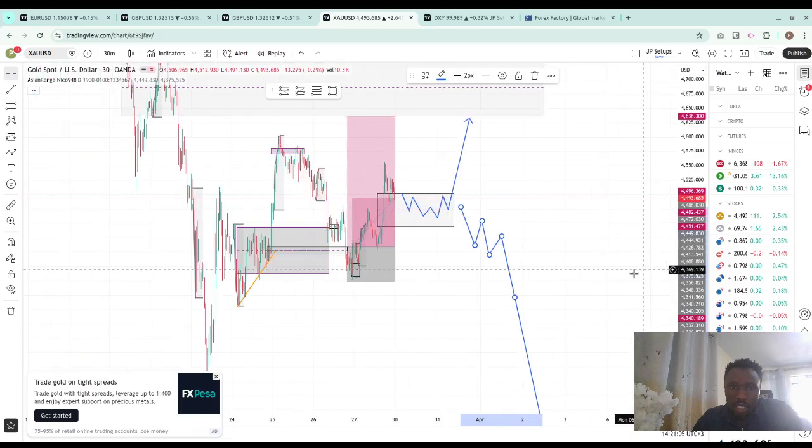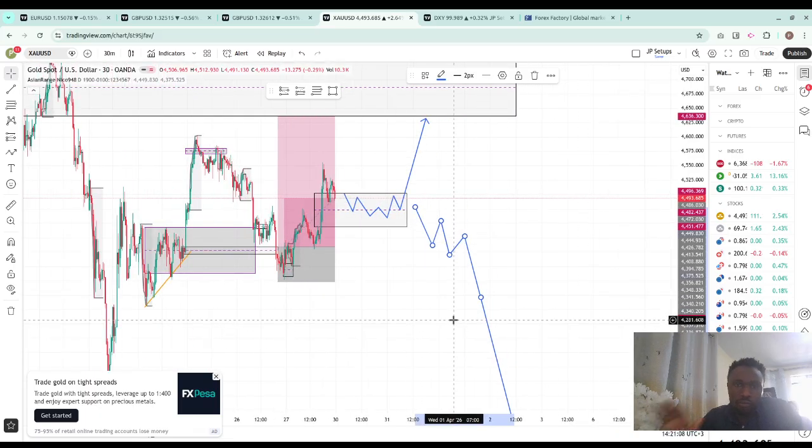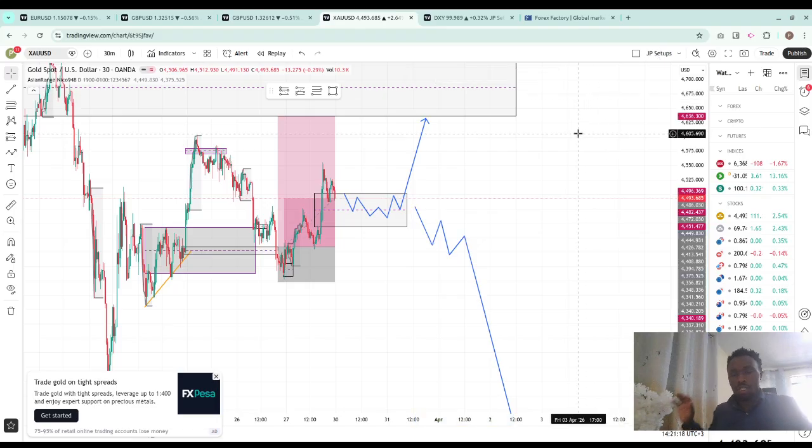Yeah, but it's really dropping currently, so it's a risky buy, but I'm not actually in the trade. I just love doing analysis on gold, even though I don't take it. Yeah, so guys, that is my view on the pairs.